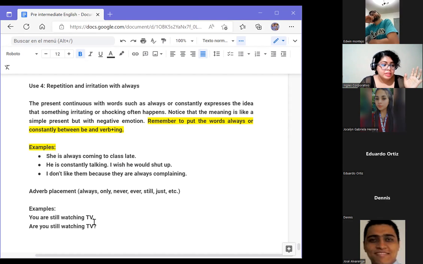But in the passive form, the passive voice, in this case, we are going to change. The object that is receiving the action is going to be the subject of our sentence. And in some cases, we are not going to add the original subject. In that case, it's not necessary.